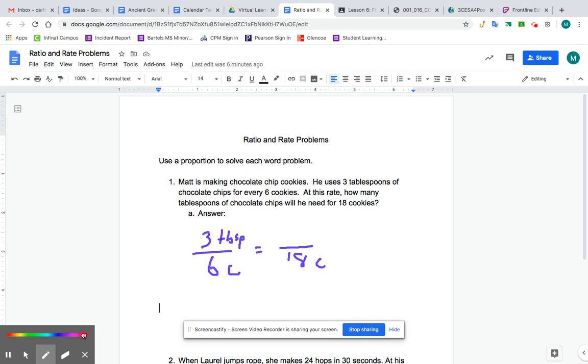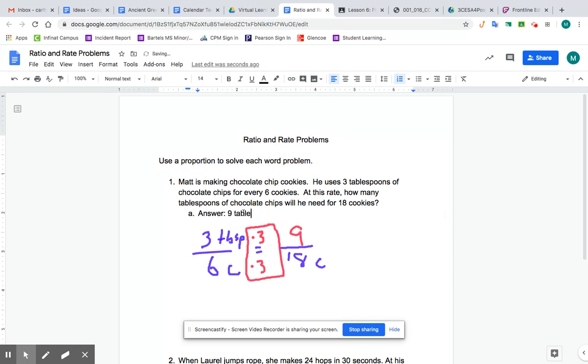Now, what I need to do is think about 6 to 18. What is that? Well, that's times 3. So if I do the same thing on the top as I did on the bottom, I would get 3 times 3, which is 9. If you recognize, this would be like our giant 1 that we had done in the past. So to answer this question, how many tablespoons of chocolate chips will he need to make 18 cookies? My final answer would be 9 tablespoons.